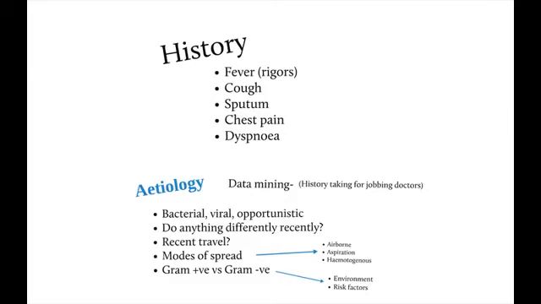So any recent travel. And try to work out the mode of spread, as we said before. Is it likely aspiration, or is there something else going on? Do they have evidence of a septic arthritis that may have this systemic infection going on, seeding it everywhere? And try and decide whether it's a gram-positive or gram-negative organism.